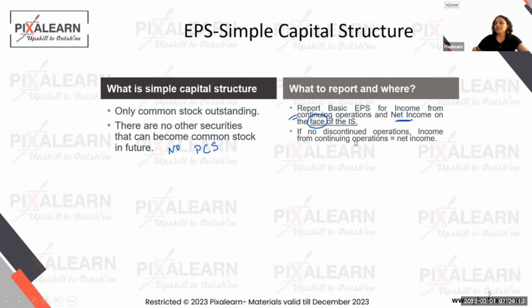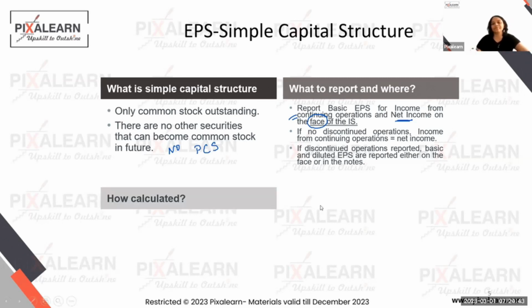If you do have a discontinued operation, then the basic and the diluted EPS are reported either on the face or in the notes. But if there are no discontinued operations, then income from continuing operations becomes equal to your net income. So there is only one, as we saw in Coca-Cola's case. Only one EPS gets disclosed, basic and diluted, but only for one figure, which is net income. Why? Because net income is equal to income from continuing operations.